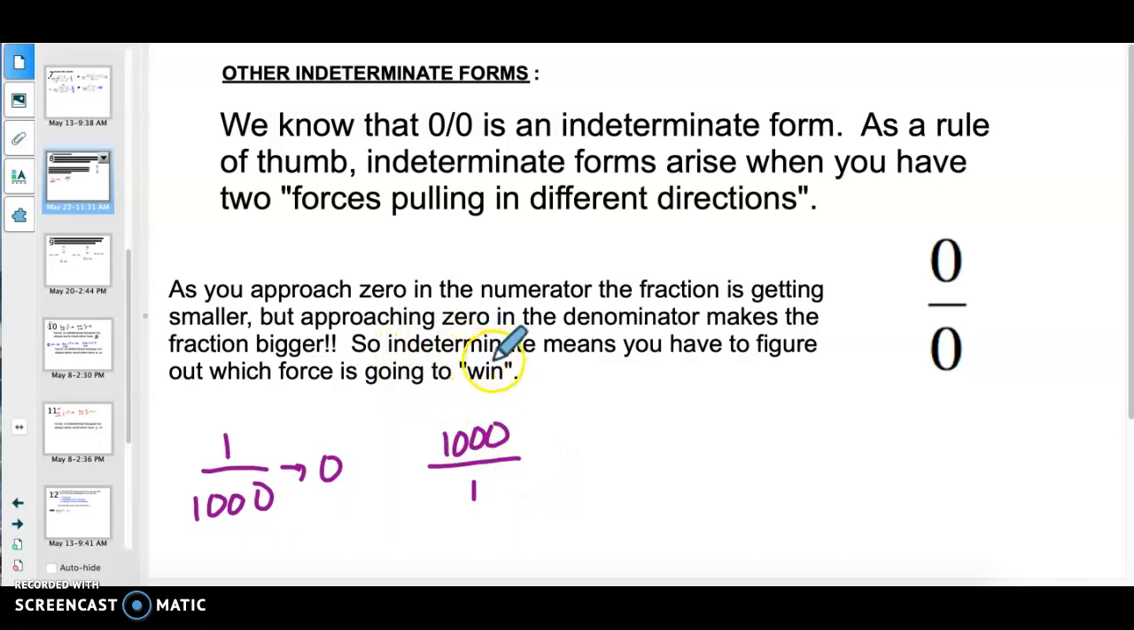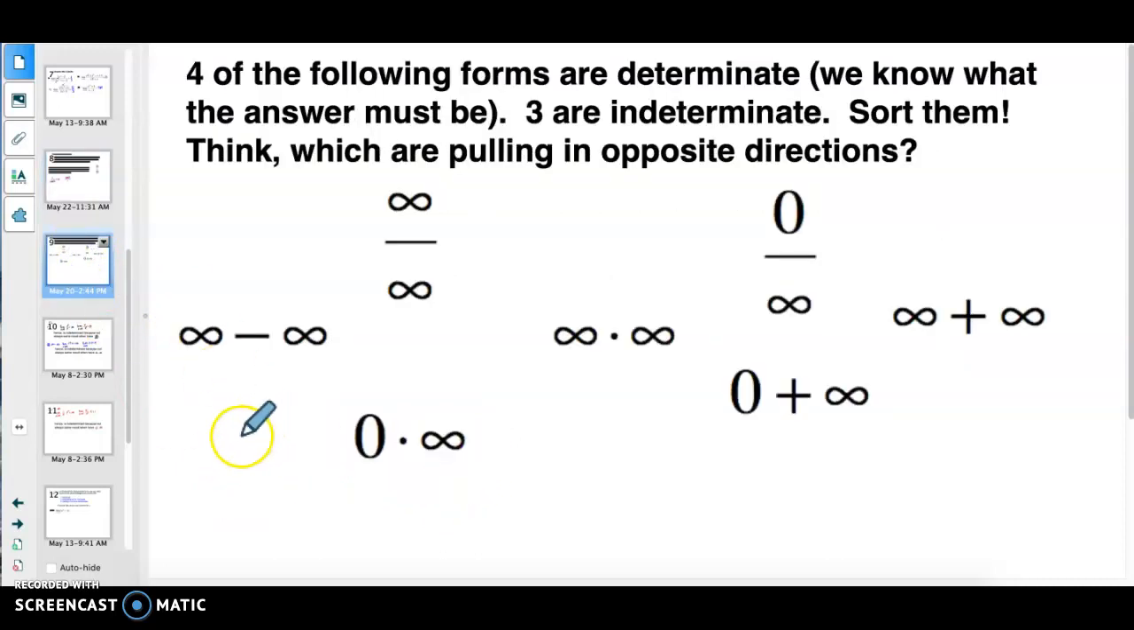So indeterminate means you have to figure out which force is going to win. Is approaching 0 in the numerator or the denominator going to win? The first set I want to look at are these 7 examples. 4 of these are going to be determinate and 3 are indeterminate. I want you to pause the video and just think about it. Which ones do you think are indeterminate and which do you think are determinate?